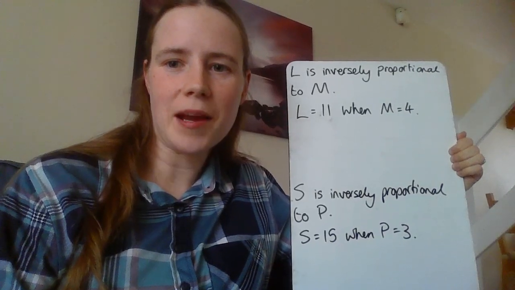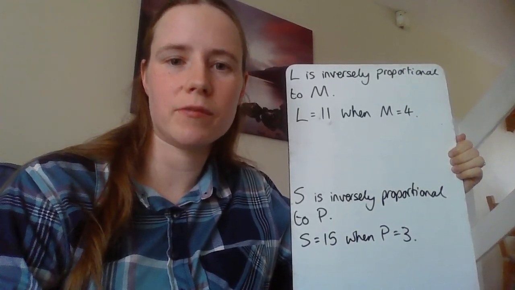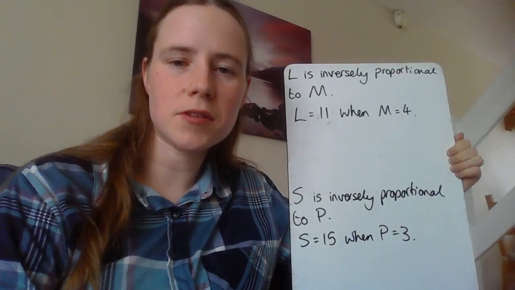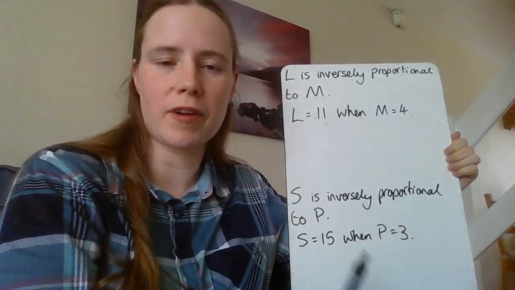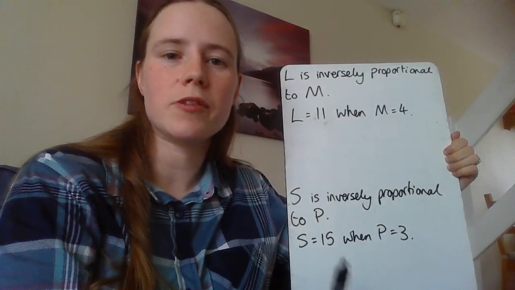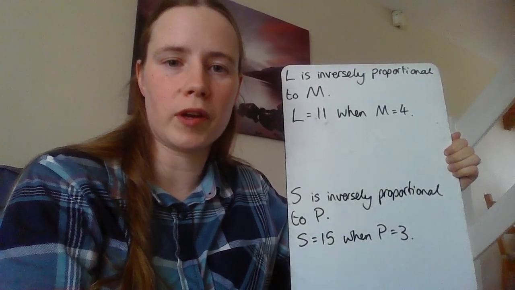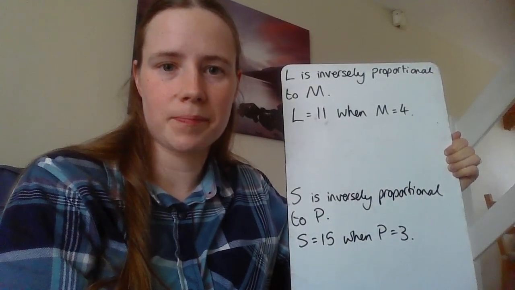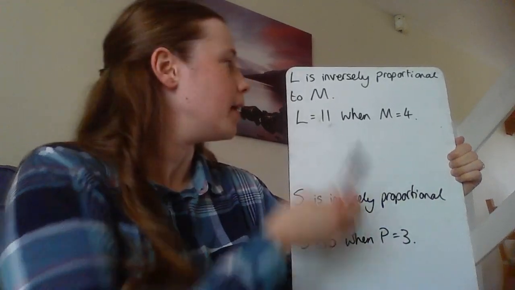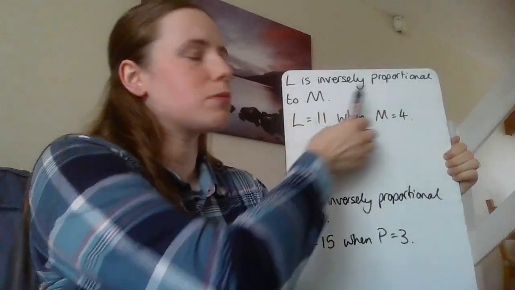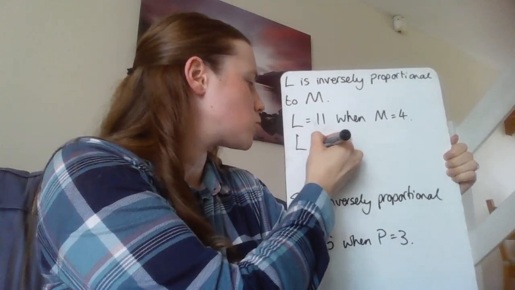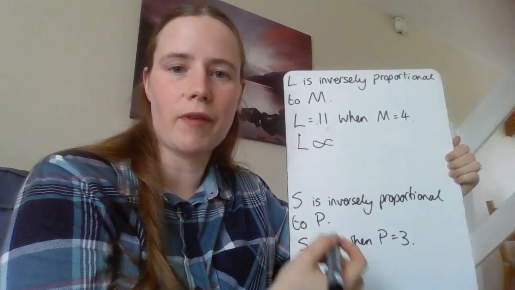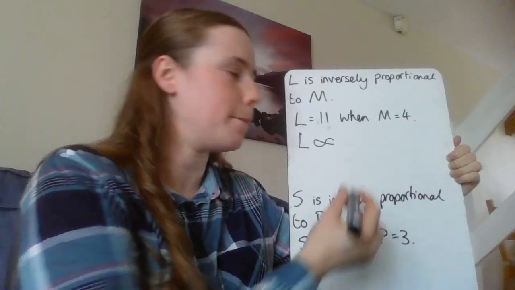Okay, so here are a couple of examples of when we have inverse proportion. Now, as soon as you see that you've got inversely proportional variables, what you need to do is remember that you need a 1 over in the proportionality statement. This is what it will look like. If L is inversely proportional to M, then I can say that L is proportional to the reciprocal of M, or 1 over M.